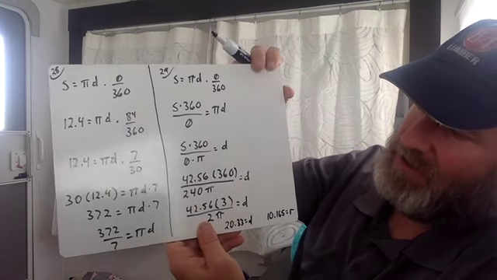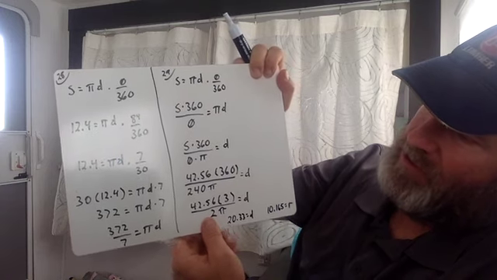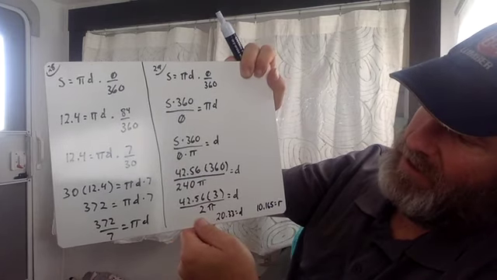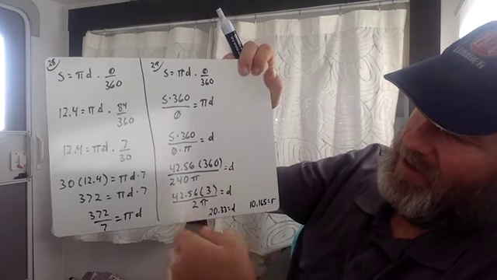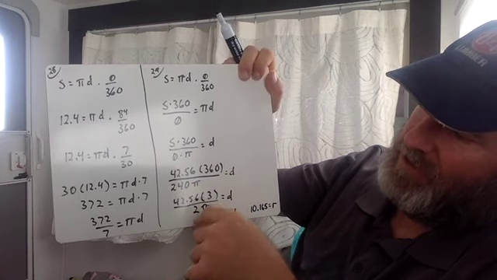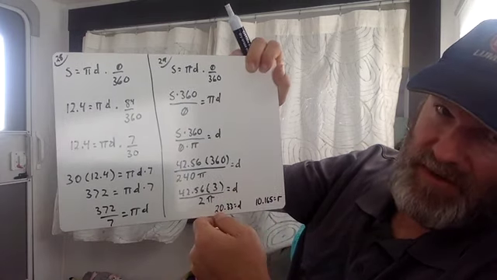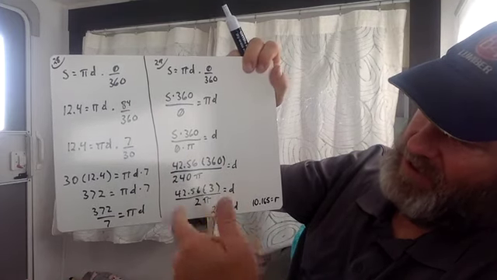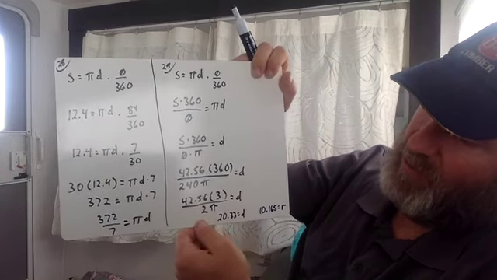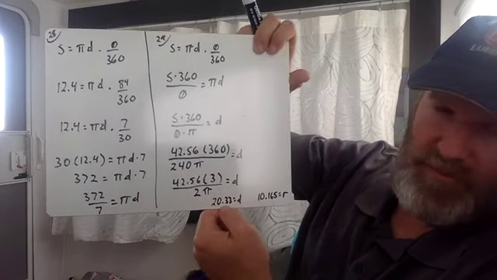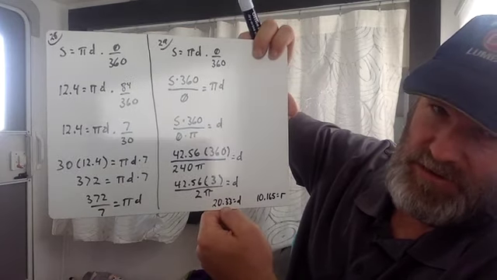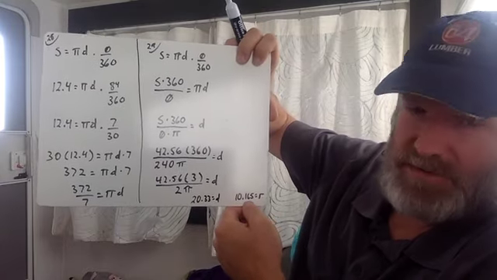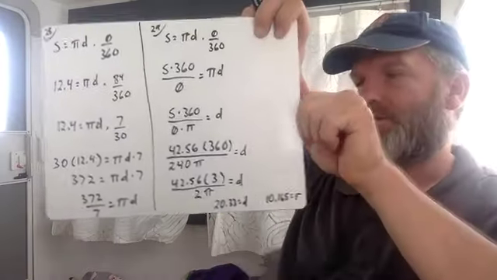Now I went and substituted in the numbers that they gave you for 29, which was 42.56 for S and 240 for theta. And then get your calculators out, do your math here. I simplified 360 and 240 into 3 and 2, just to make the math a little bit easier. 120 goes into both those numbers. So 42.56 times 3 divided by 2 pi, use 3.14 for pi, and you get 20.33 as your diameter. But again, like 26, they actually wanted to know the radius. So you split that number in half, and you get approximately 10.165.